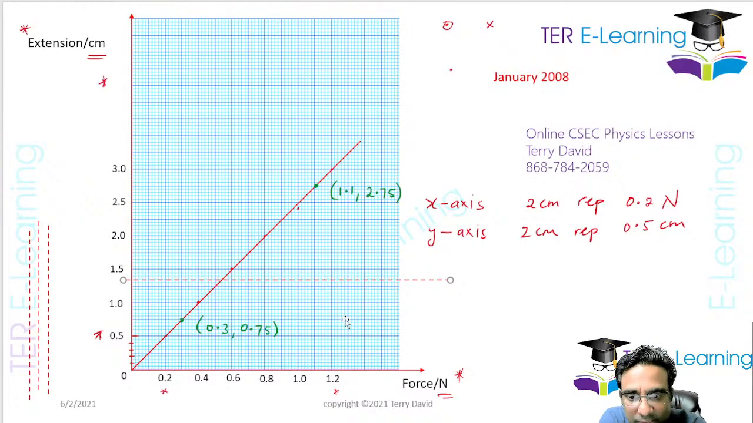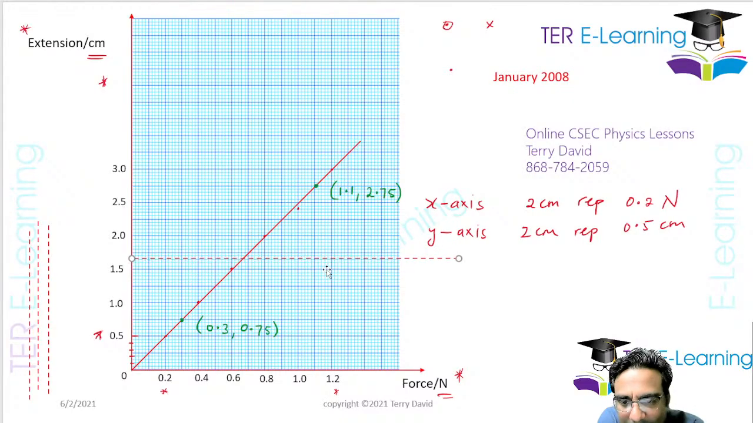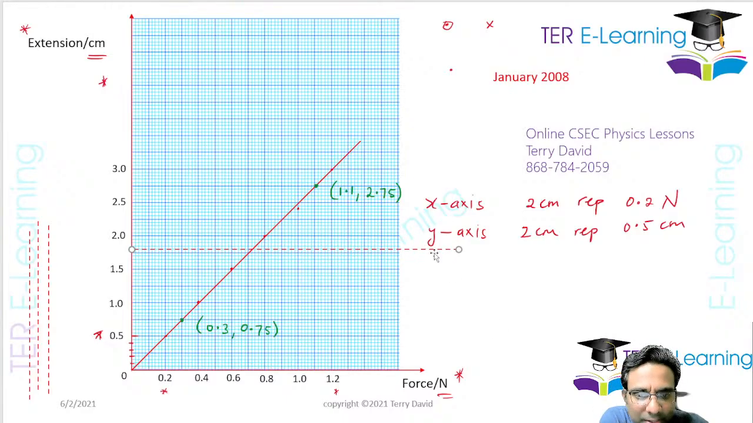Let me just get this a little better for you all. So that's 1.5. This here is 1.6. This here is 1.7. And then when we go up a little further, this here is 1.8. That's where 1.8 is. So that's the line that they're talking about that you need to draw.